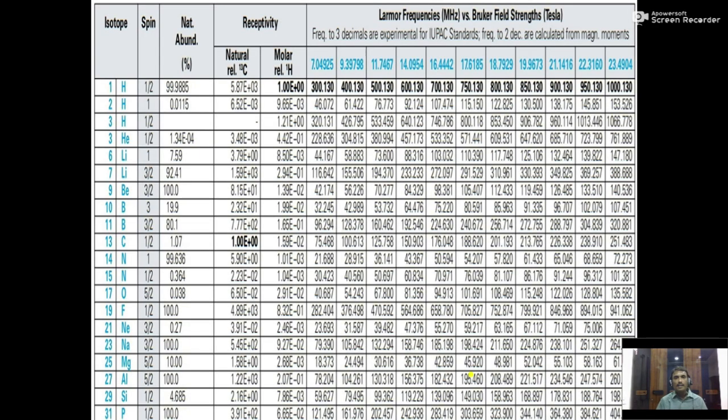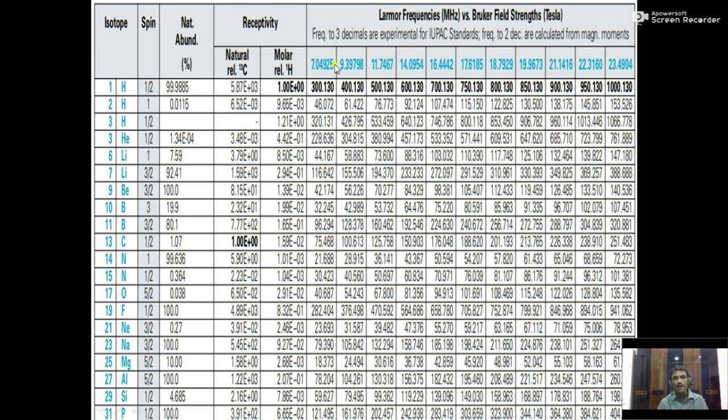Okay, here I have listed some nuclei and their isotopes: hydrogen, deuterium, tritium, and various other nuclei like fluorine and phosphorus. Here, the Larmor frequencies in megahertz are correlated with the Bruker field strength, that is the magnetic field strength. This is for a particular Bruker NMR instrument, whose make is Bruker, so they have given this table. From there I have taken the Larmor frequencies correlated with the applied magnetic field strength. Frequencies are in megahertz and magnetic field strength is in Tesla.